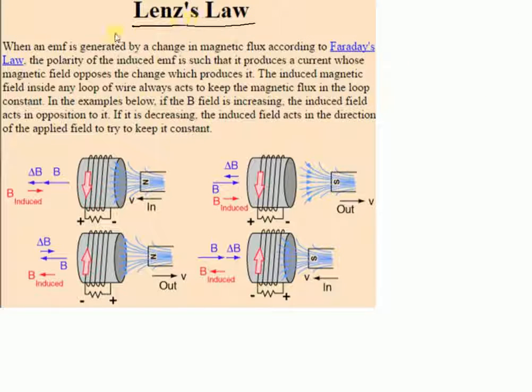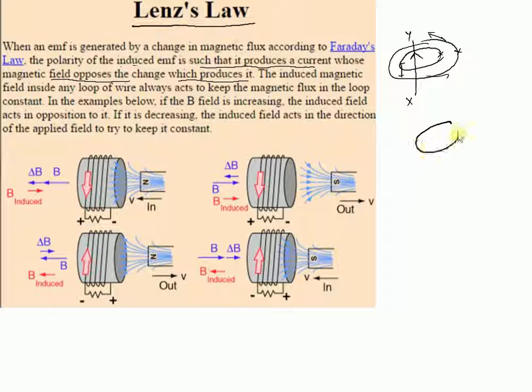So here is the Lenz law. When an EMF is generated by a change in magnetic flux according to Faraday law, the polarity of the induced EMF is such that it produces a current whose magnetic field opposes the change which produces it. You know that when a current flows in a conductor, a magnetic field develops around it. In the same way, when an EMF is produced in the coil, that produces the current in the coil, and as a result, when current flows in the coil, it will produce a magnetic field. And the thumb rule says that if the direction of current is this one, the direction of the magnetic field will be like this one.